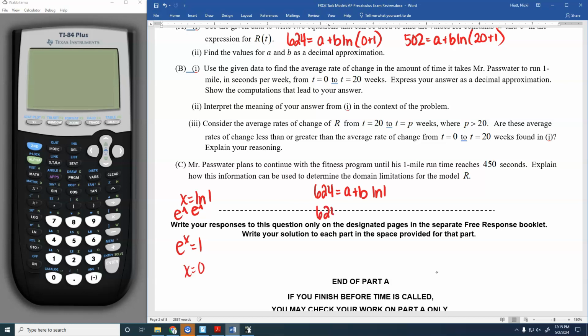So 624 equals a plus b times 0, which means the b is just going to go away. So a equals 624.